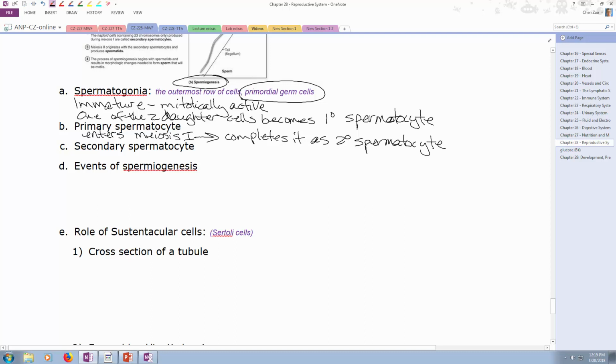Our primary spermatocyte has 46 chromosomes. Our secondary spermatocyte has 23. Again, this is diploid, and this is haploid. The secondary spermatocyte automatically enters meiosis 2 and comes out as an early spermatid.